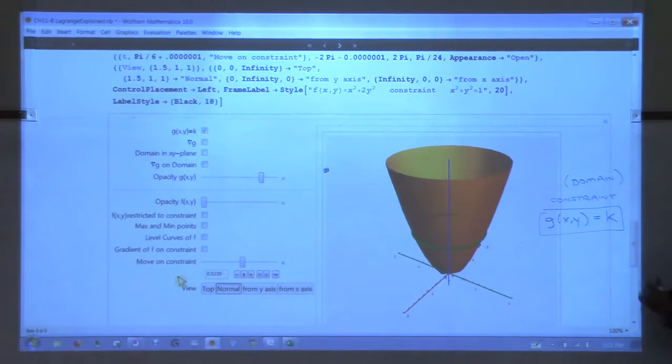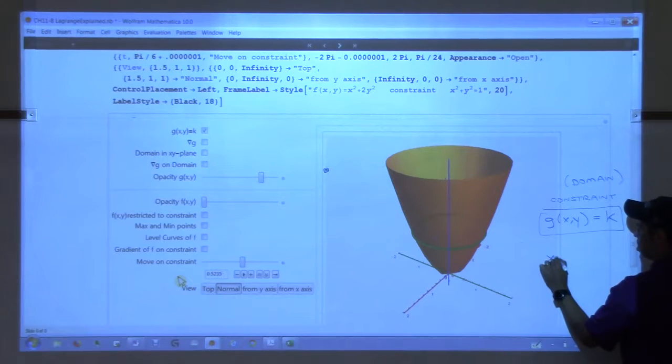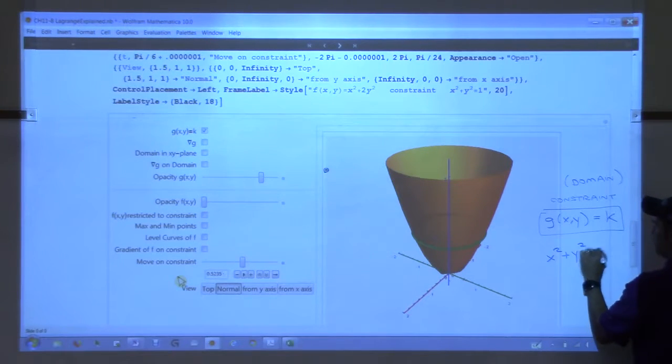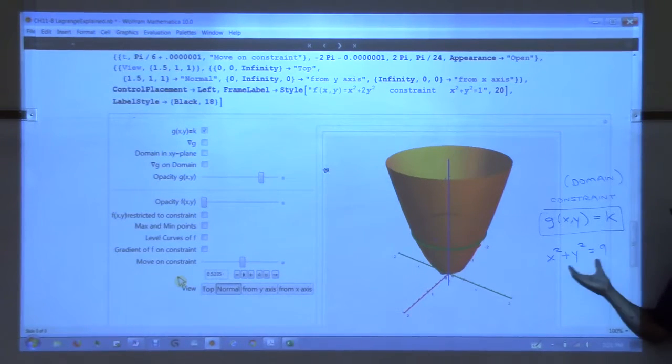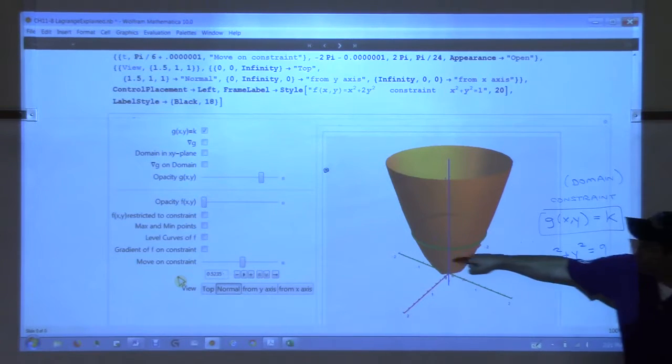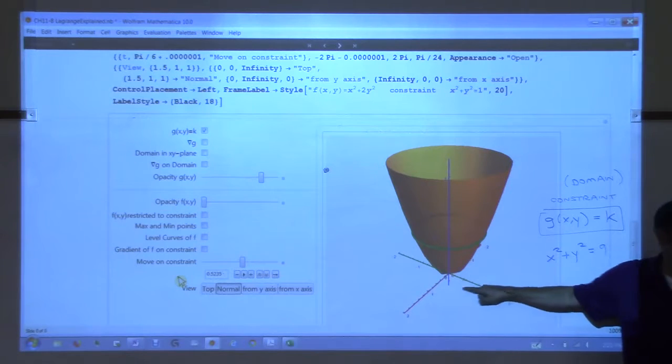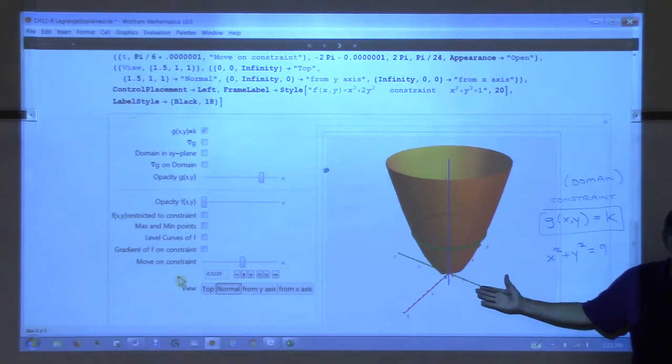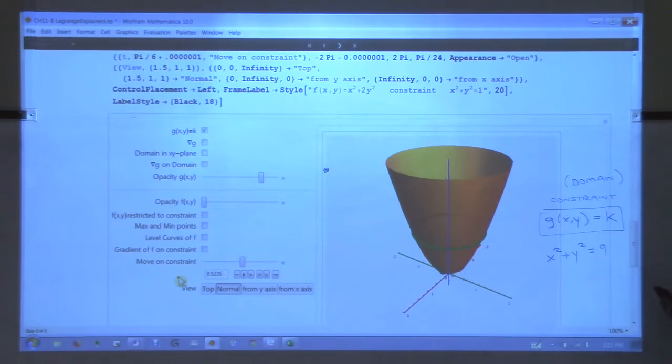So our domain, let me give you a specific example. X squared plus y squared equals 9, right? You're only allowed to plug in points that live on a circle with a radius of 3 on the ground, right? Okay. Now here's the thing that's amazing about Lagrange. The way this method works is it says, okay, look, great. You have this constraint which dictates what your domain is.